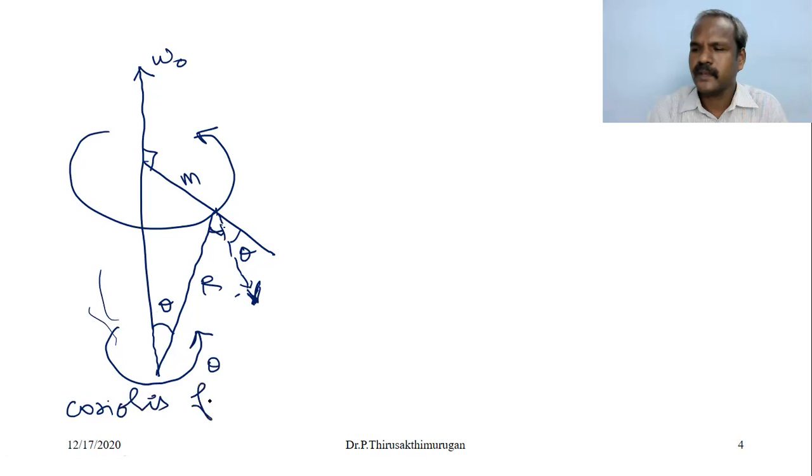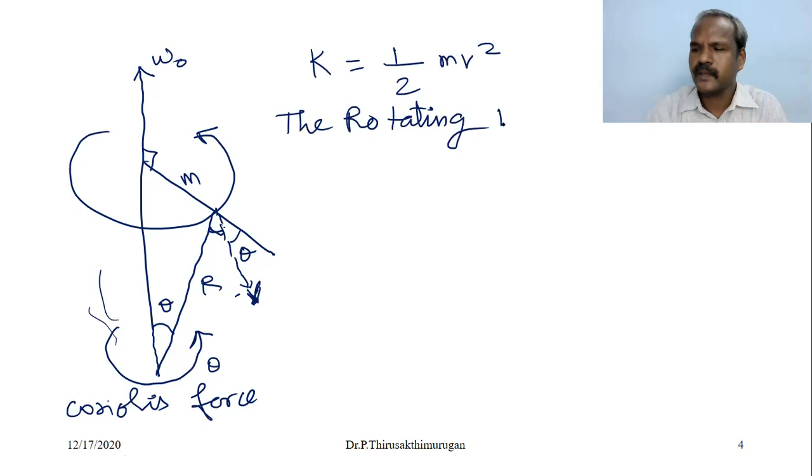Coriolis force. The kinetic energy is equal to half m v square. Now the rotating kinetic energy of a mass m, in this figure, the rotating mass: K rotating equals half I omega square, where I is the moment of inertia.